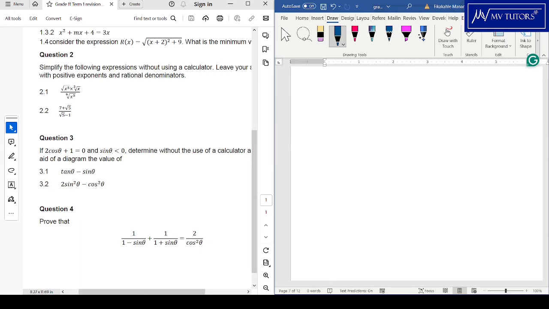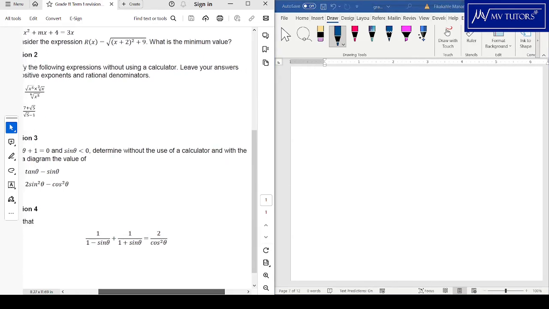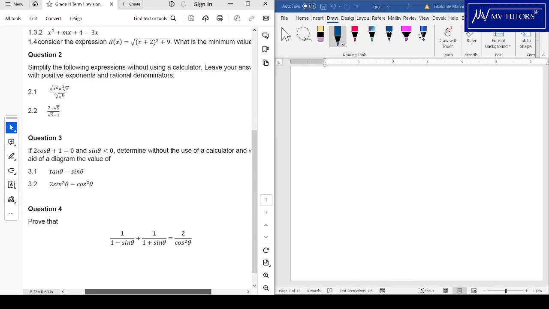Okay, let's look at question 3 now. It says if 2 cos theta plus 1 is equal to 0 and sine theta is less than 0, determine without the use of a calculator and with the aid of a diagram the value of that. So let's start with the diagram. In order for us to draw the diagram, we need to determine which quadrants we're working with.